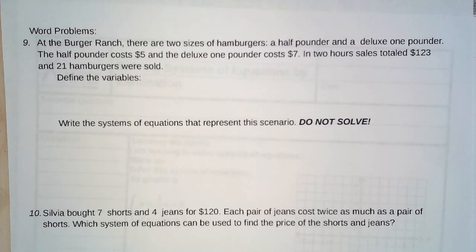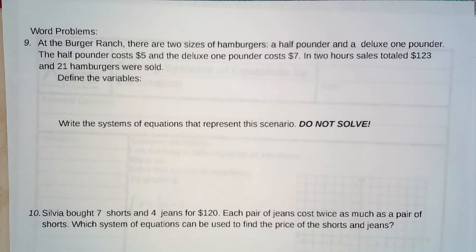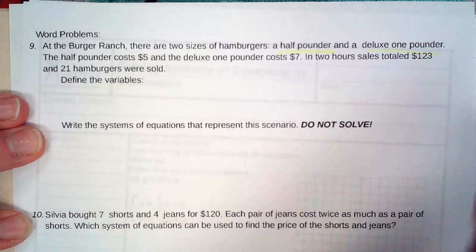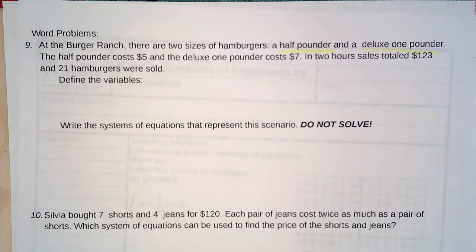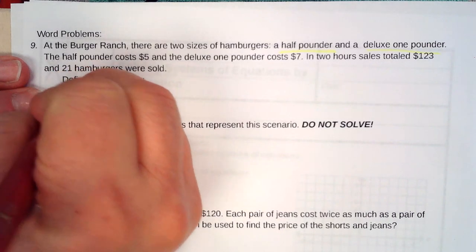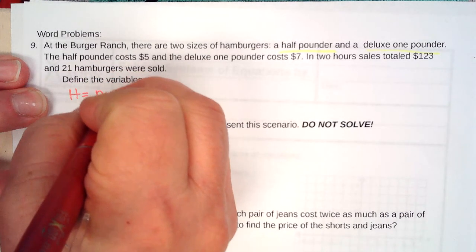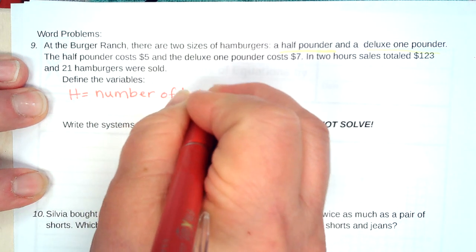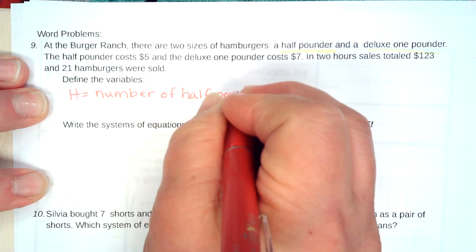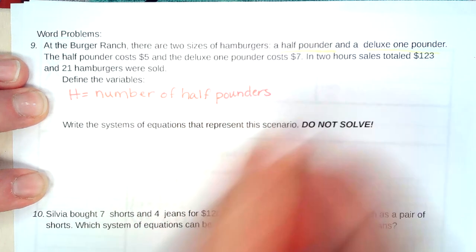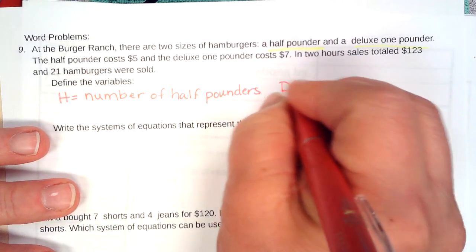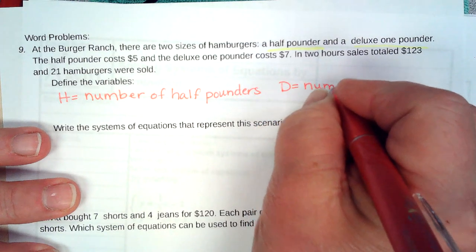So if I'm looking at the first, you've got two sizes, which is the half pounder and the deluxe 1 pounder. So H will be equal to the number of half-pound hamburgers sold. And what about the other? The deluxe 1 pounder. So we'll do D for deluxe. Well, that's the number of deluxe.